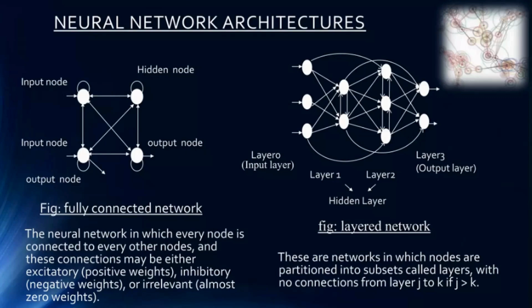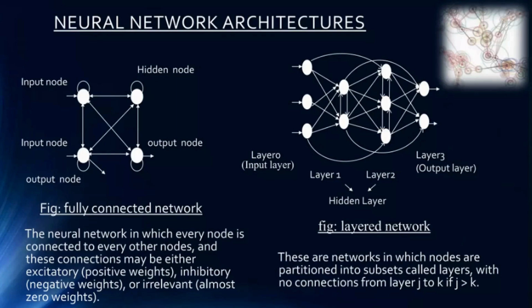Those connections may be either positive weight, excitatory, negative weight, inhibitory, or irrelevant, almost zero weight. So in layered networks, the difference between fully connected networks and layered networks is that fully connected networks follow the straight path, the forward connection. In layered networks, it follows a circular path anywhere the neural network gets triggered, and there we form the layers, right? From layer zero, the input, to layer one, layer two, layer three, the output layer.